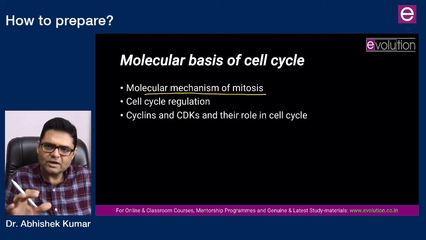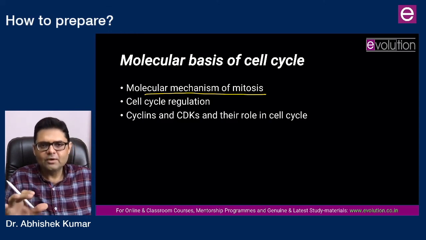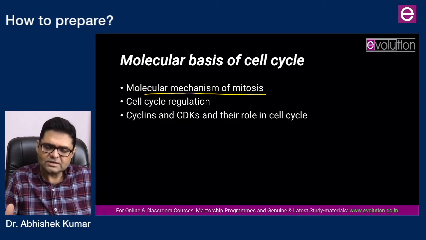After that, the regulation of cell cycle needs to be done. What is cell cycle regulation? Why should cell cycle regulation be done? What are the molecular constituents of cell cycle regulation? And what are the steps of eukaryotic cell cycle regulation?